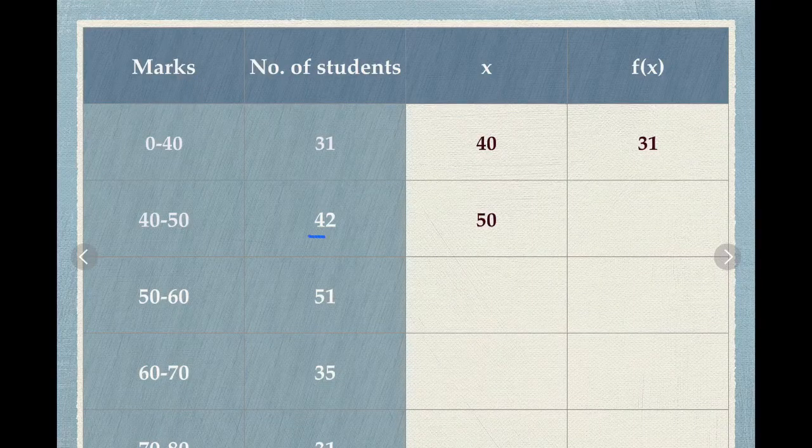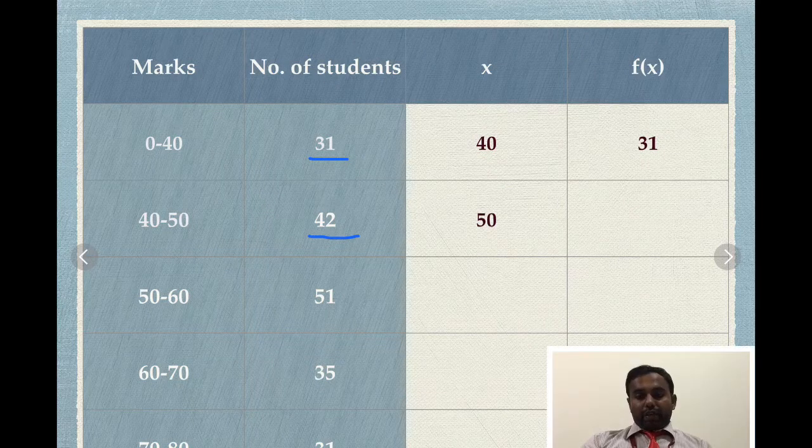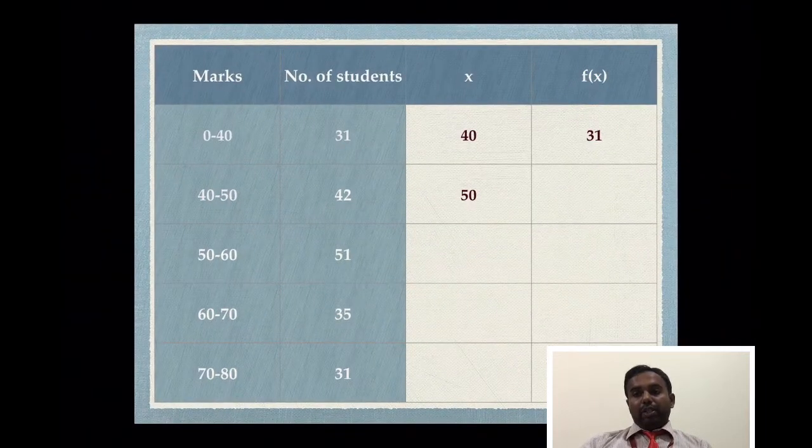If someone says 42, how can we completely ignore this 31? Because even that is below 50. If I say below 50, the students within the range of 40 to 50 and the students within the range of 0 to 40, both must be added, as they all come under the below 50 range. So it is 31 plus 42, which is 73.